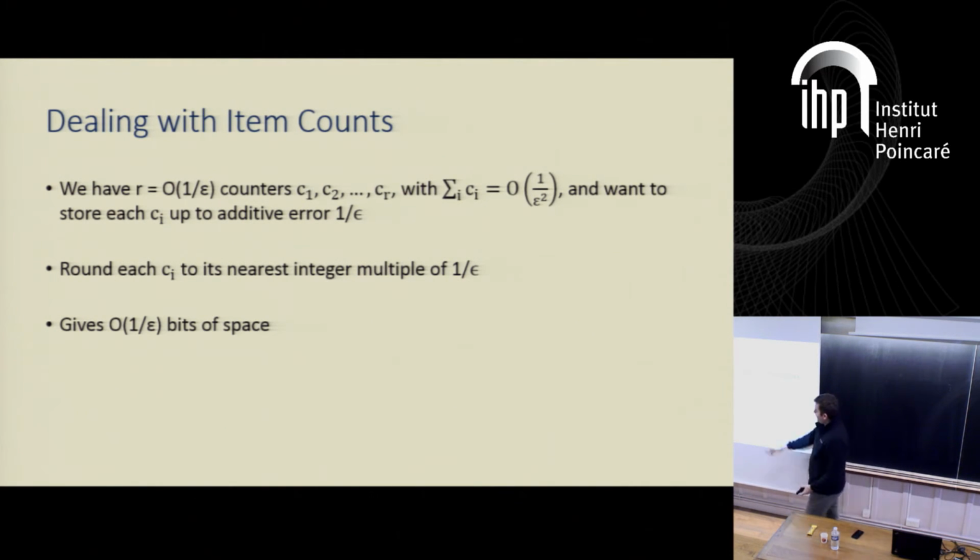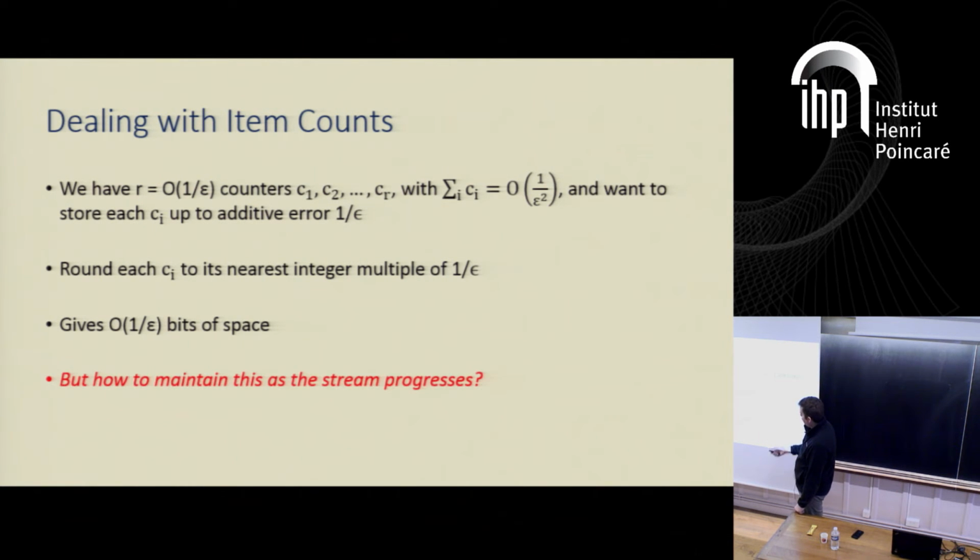So I have a sum of integers which is order 1 over epsilon, and I have order 1 over epsilon counts. How many bits does it take to represent that? It's order 1 over epsilon plus the log of 1 over epsilon choose 1 over epsilon, which is order 1 over epsilon bits of space. So it's possible. But how do you maintain this as the stream progresses?